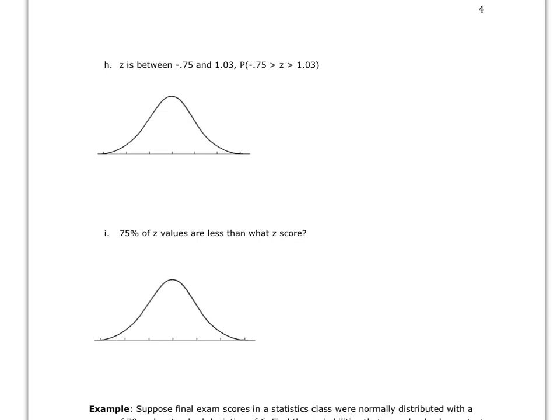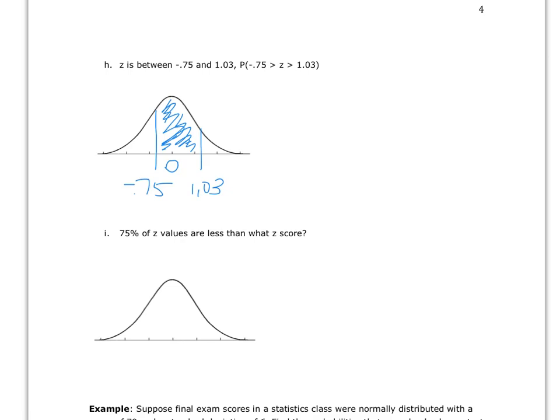Let's look at this next one. We want the probability that Z is between negative 0.75 and positive 1.03. Sketching that on the curve, there's our negative 0.75 and the positive 1.03. We want the area in between those two values under the curve. This isn't going to come directly from any of those options on our online tool. So let's think about what we have though.